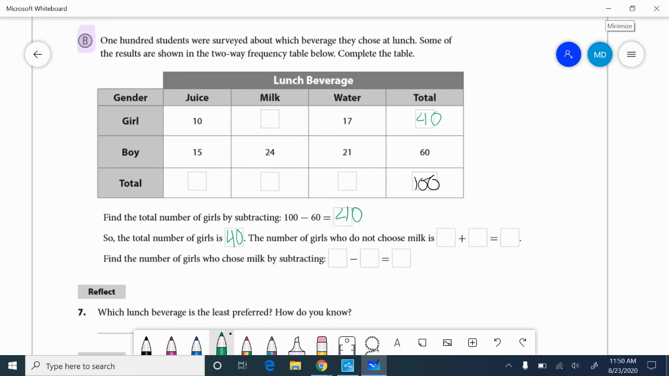The number of girls who do not choose milk, which means they're choosing juice or water, is 17 and 10, which is 27. Okay, so the number of girls who do choose milk would be 40 minus 27, or it would be 13. So 13 would go right here.